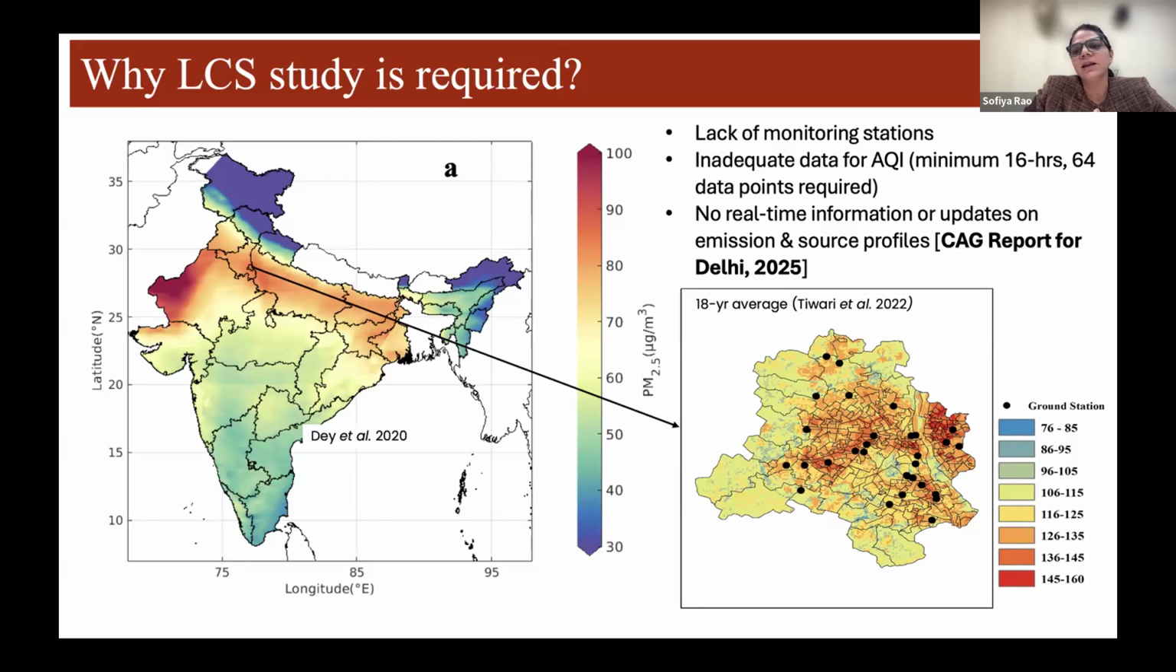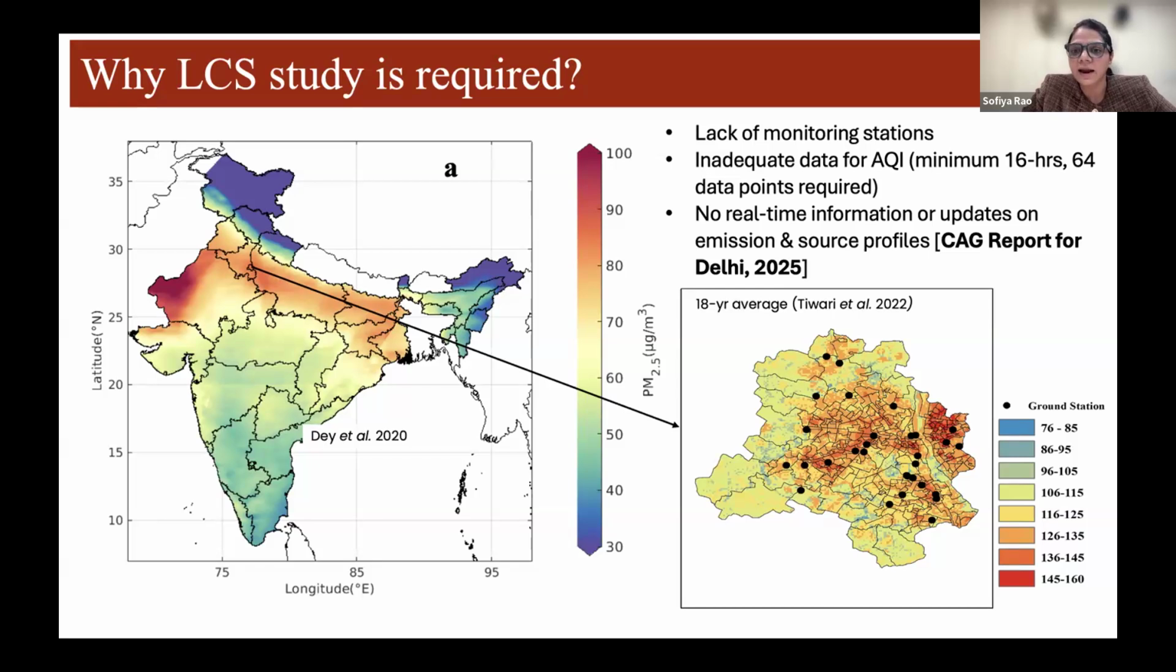The second is the inadequate data of AQI. For calculation of AQI, we need a minimum of 16 hours of data, but continuous data from CAQM is not possible because of multiple reasons. Maybe sometimes the calibration is going on, or the instruments are degraded, or some error is coming, or there is a power failure.